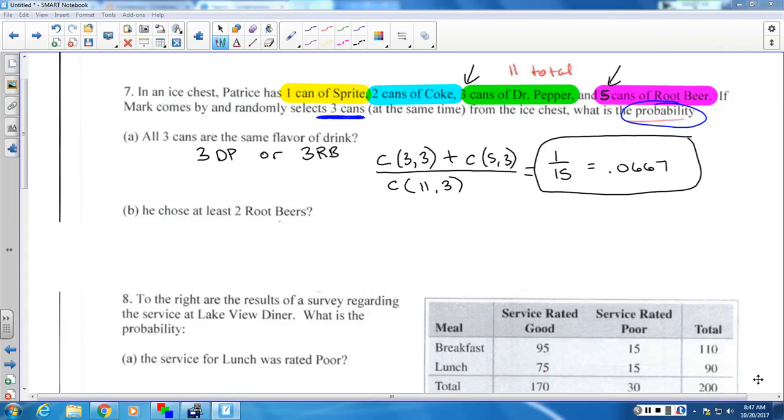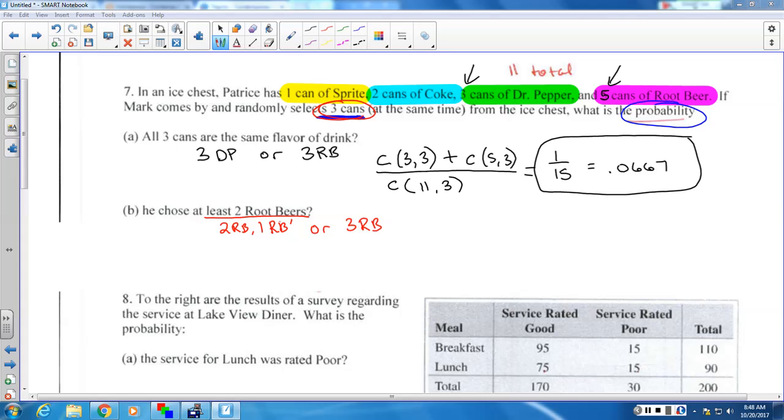Part B. What is the probability he chooses at least 2 root beers? So he's only choosing 3 total. So that means he could get 2 root beers and 1 not root beer, because we need to get 3 total. Or he could choose 3 root beers. That's pretty fast. So I'm going to go forward. No need to work backwards on this problem.